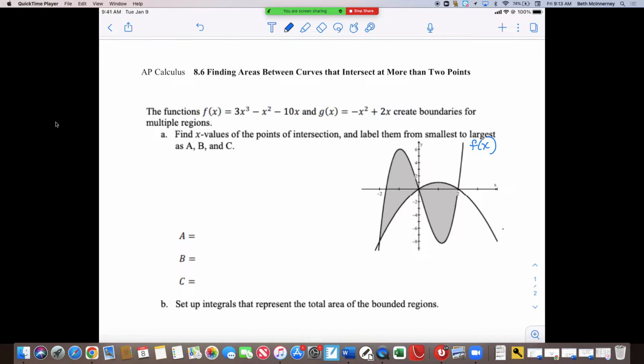And then g of x is the parabola that opens down. So I want to do the area between the two curves, and I have two locations. So what we're going to do is find the points of intersection. So you set those equal.